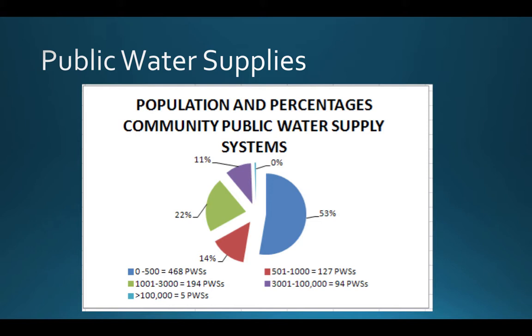We mentioned that there were over 1,000 public water supplies in Kansas, roughly. Here's where they come from. Now, what's interesting is you notice that 53% of those public water supplies supply water for between 0 and 500 people. So we have a lot of small public water supply systems in the state of Kansas.